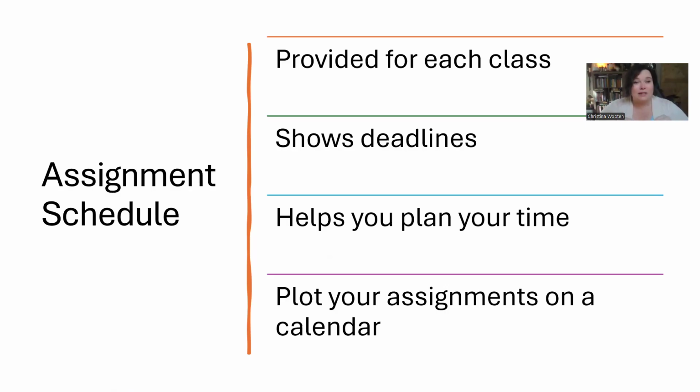It's really important to take that assignment schedule and map those assignments out, whether you use a paper calendar, like I'm kind of old school, I still use a paper calendar, or whether you use a calendar in your phone or on your computer, however you decide to plan your time out. Make sure you look at this assignment schedule and map those deadlines. Plot them out on your calendar so that you make sure that you stay on top of things.